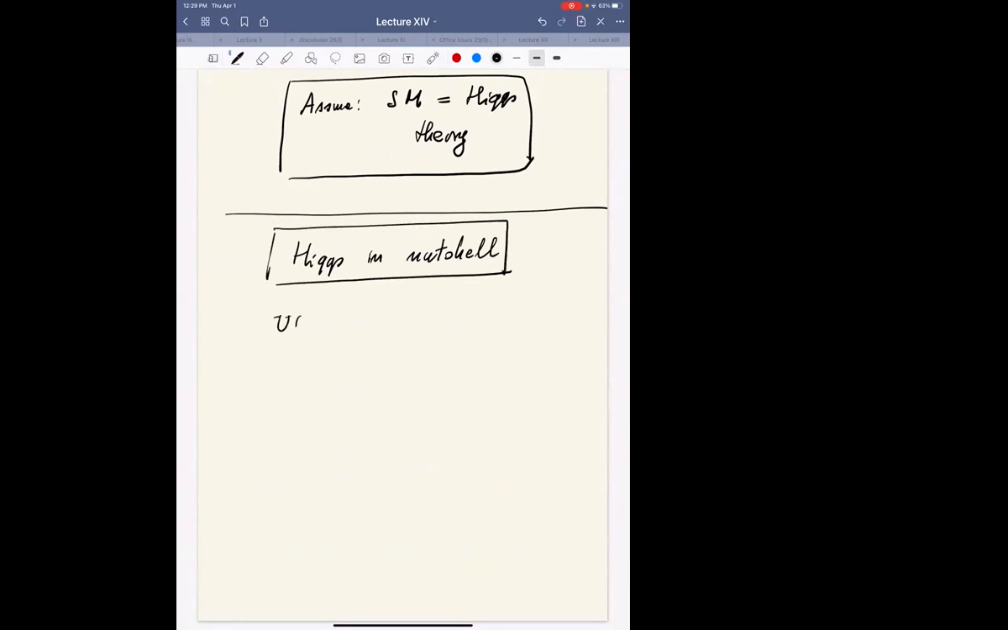Imagine I have a U(1) theory of a massive gauge field. It's called Proca. We said the Lagrangian is minus a quarter F mu nu squared plus one half m_A squared A mu squared. From here, we computed the propagator.